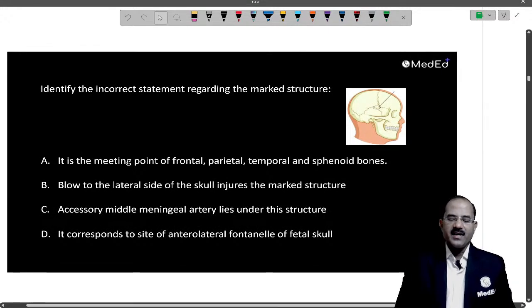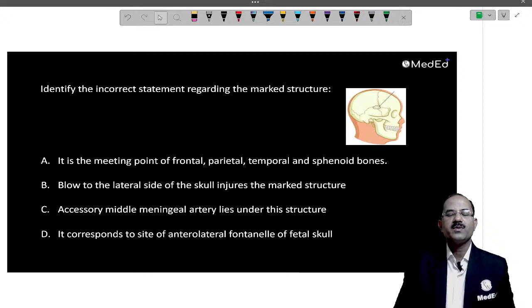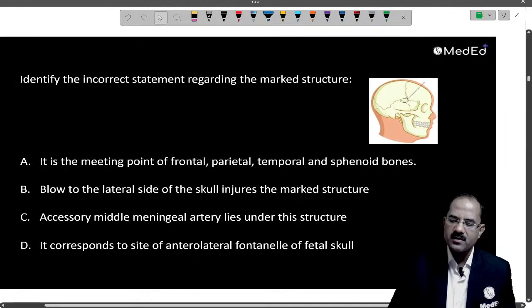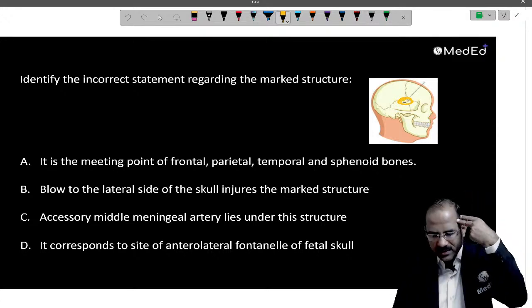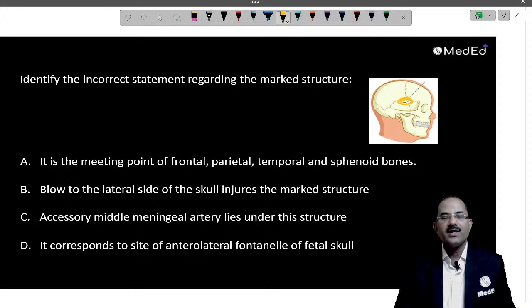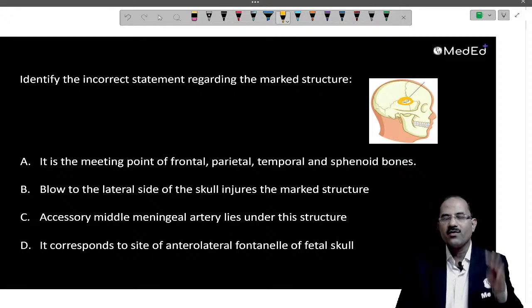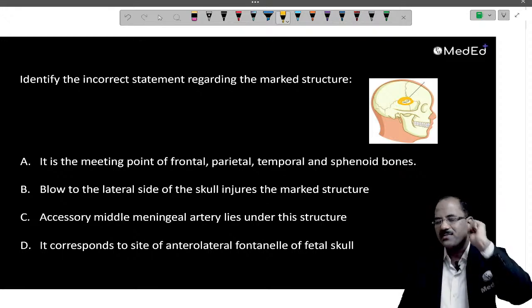Identify the correct statement regarding the marked structure. Can you identify this? So what is this marked structure? This marked structure is the pterion, right? The gun is placed here on the pterion, and this pterion is a meeting place of four bones.